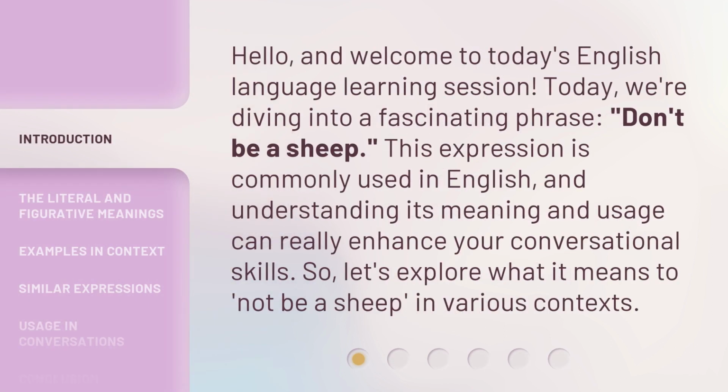Hello, and welcome to today's English language learning session. Today, we're diving into a fascinating phrase, don't be a sheep. This expression is commonly used in English, and understanding its meaning and usage can really enhance your conversational skills. So, let's explore what it means to not be a sheep in various contexts.